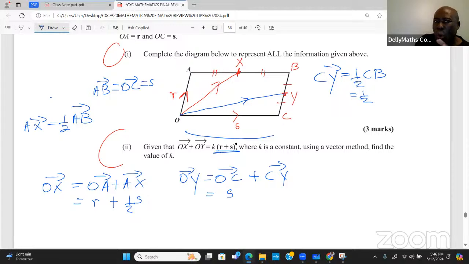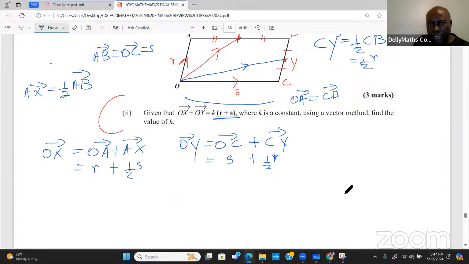CB is OA. Look, OA is parallel to CB, same direction. So it's a half S. Half R. I said S. Half R. Write it back. This is R, right? So this is a half of R. So CY is a half of R.